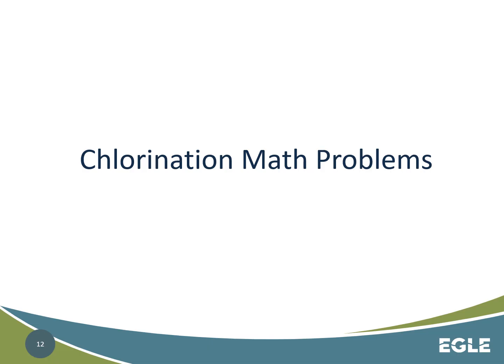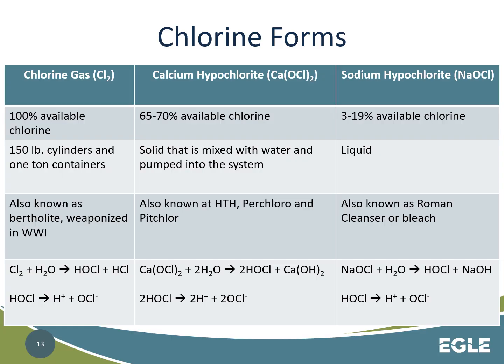In this section, we'll be looking at chlorine dosage calculations with the application of chlorine gas, calcium hypochlorite, and sodium hypochlorite. Before we dive into a couple of chlorine calculations, let's take a look at the different forms of chlorine that are available for water treatment. You have chlorine gas, you have calcium hypochlorite, and you have sodium hypochlorite.